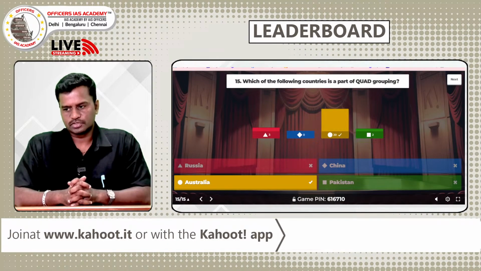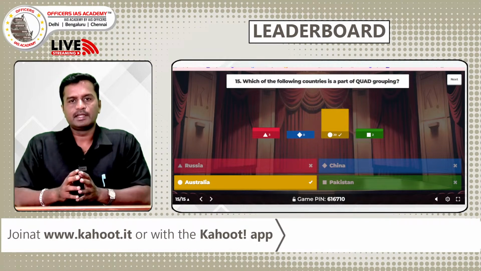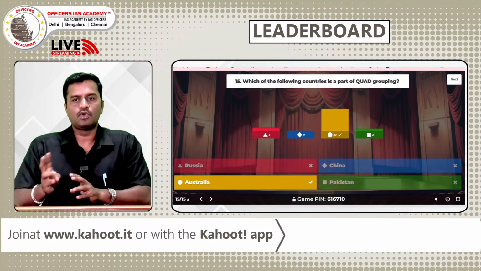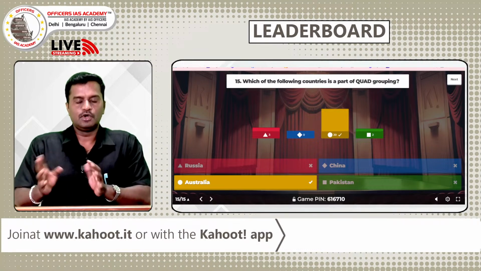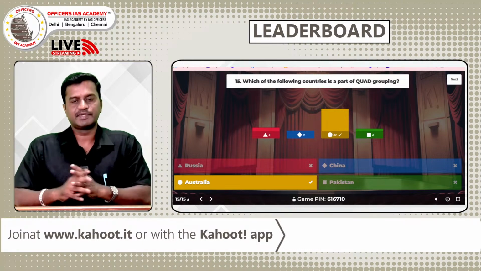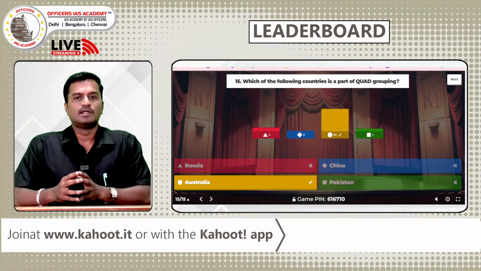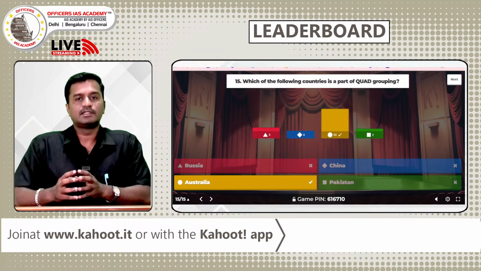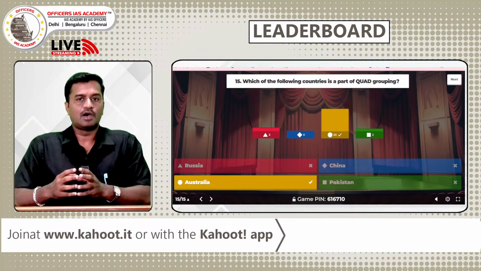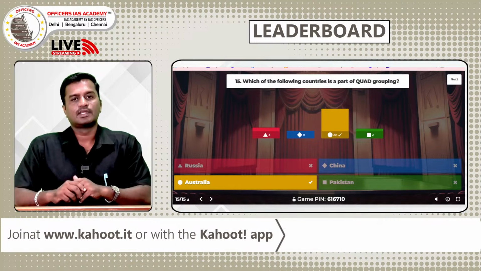Correct answer is Australia. Most of you have answered correctly. Quad grouping is a multilateral alliance between four countries in the geopolitical region called Indo-Pacific. Indo-Pacific is a large region which is very important today. It is a large geopolitical region.